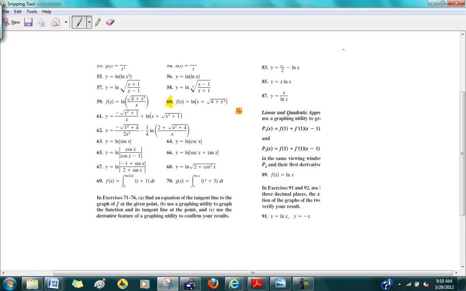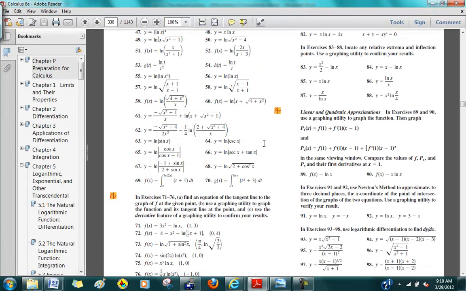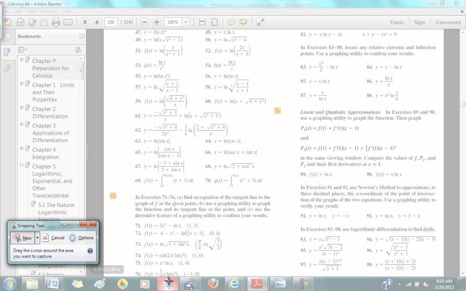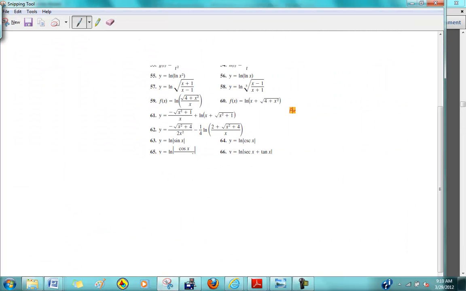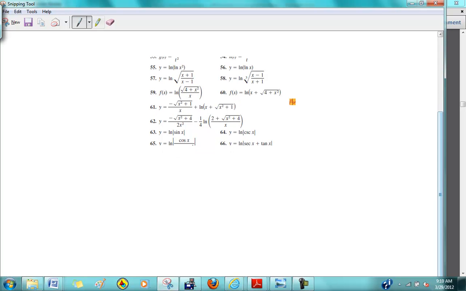Okay, so derivative of f prime. Actually, I better write this a little bit further. You know what? I think I'm going to do a newer snip. Okay, so this is the problem you're doing, okay, number 60.